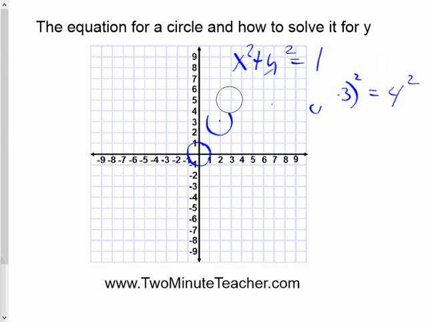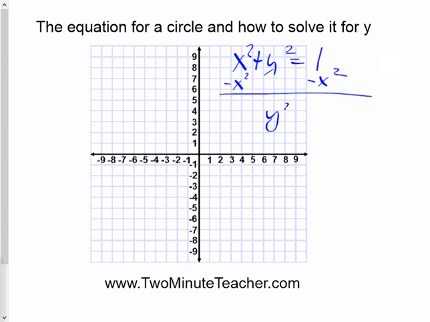Now, if I want to take this circle and solve this equation for y, it's just simple. Grind out the algebra, take away x squared, and I have y squared is equal to 1 minus x squared. And then I'm going to square root both sides, and this is where something critical happens.